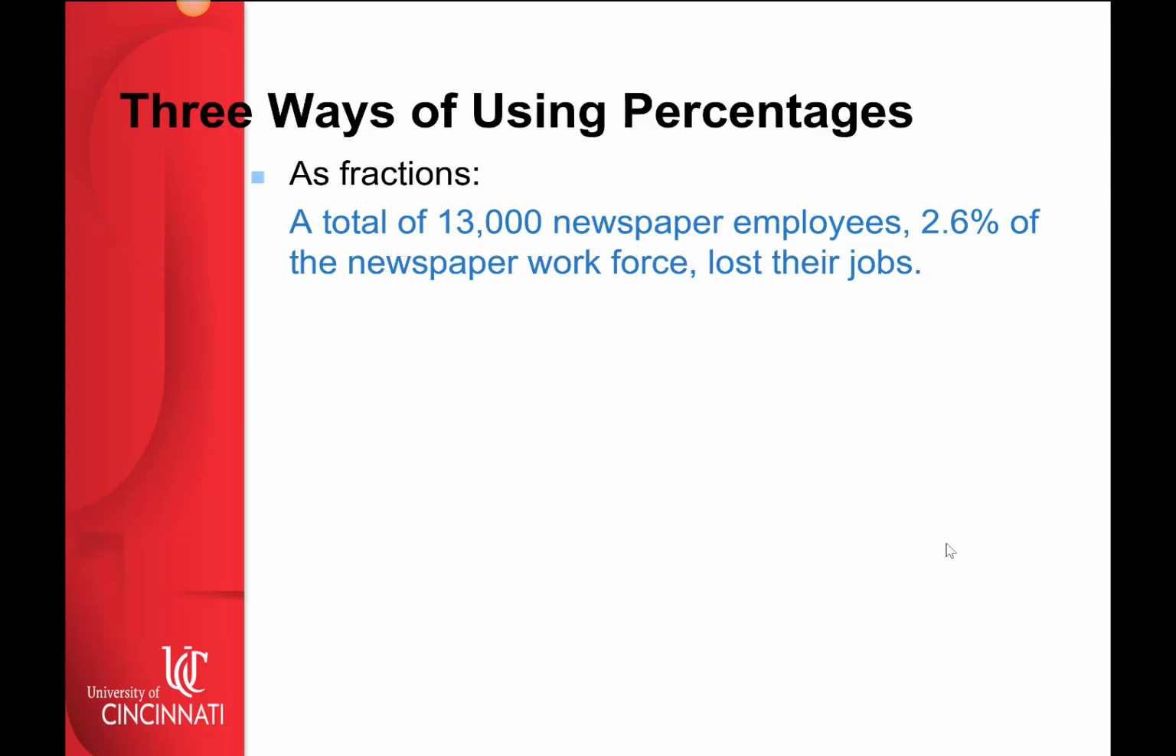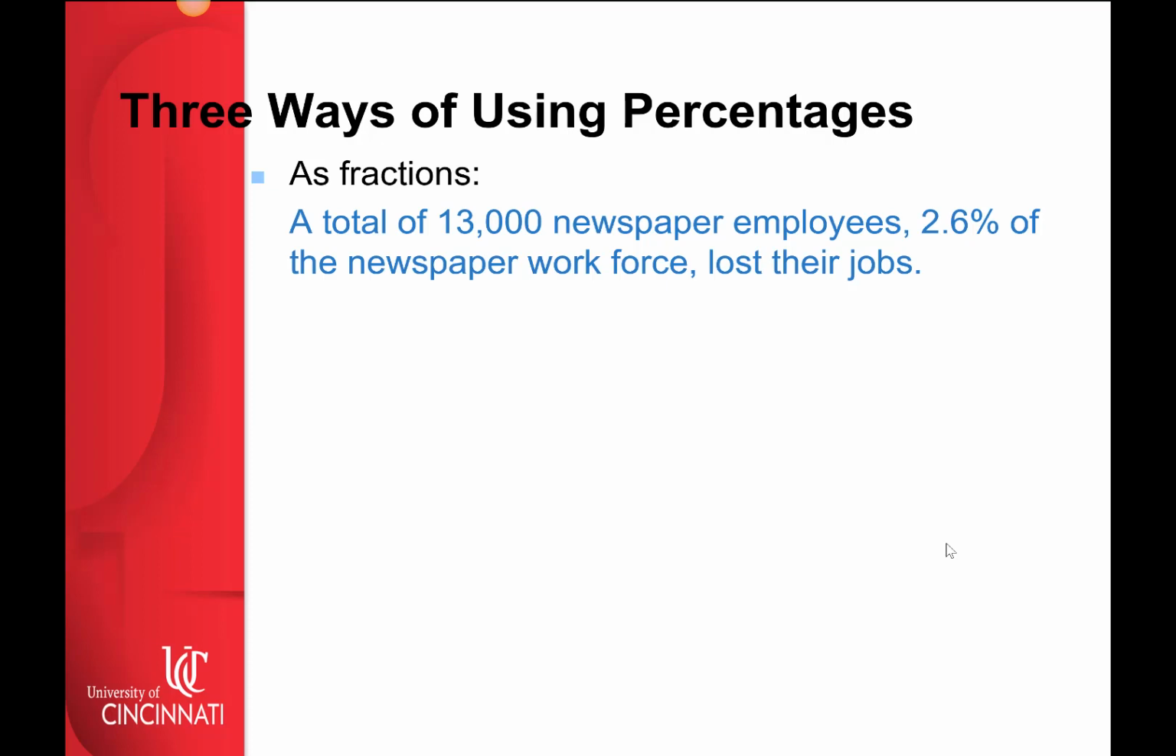One is as a fraction. Okay, a total of 13,000 newspaper employees lost their jobs. Newspapers are going down. Why? Technology. Because you can get everything you need off the internet, can't you? How many of you take a newspaper? They're kind of outdated. Gosh, that was printed 6 hours ago. I can get 5 minutes ago on the internet.